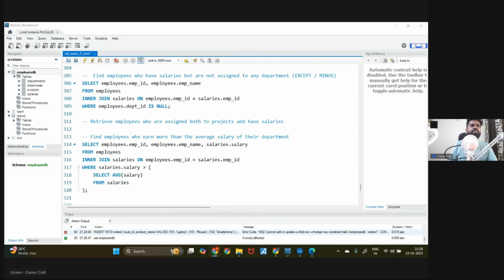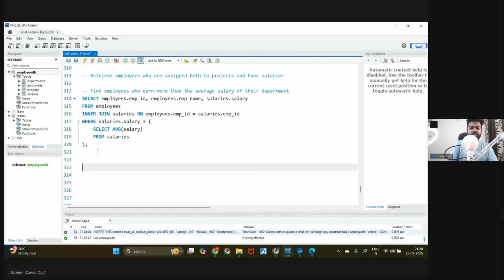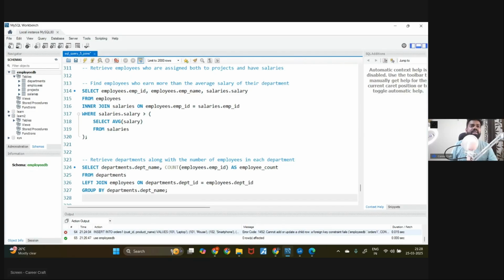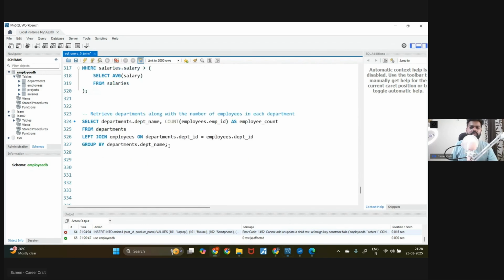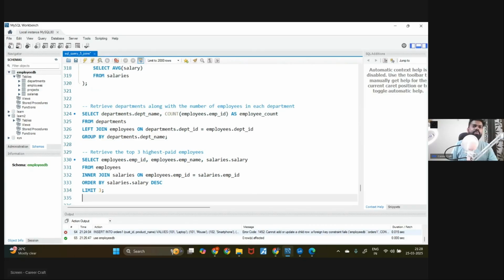This is an interesting one. Retrieve departments along with the number of employees in each department. All of these are homework. Please try it out. Top three highest paid employees, this type of questions. Please try it out. Don't look at the solution, just try it out.